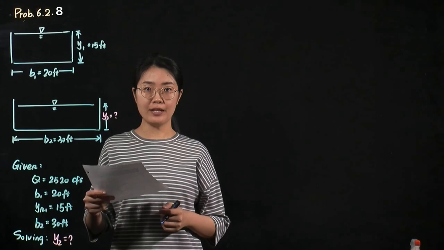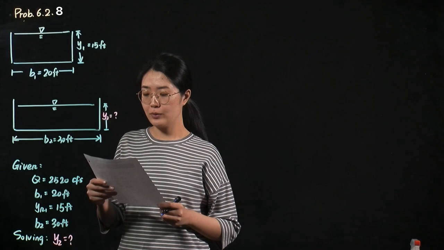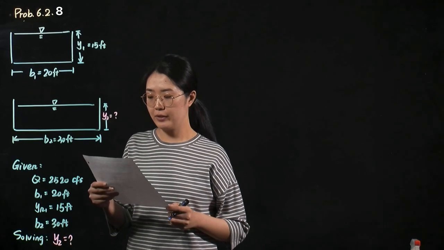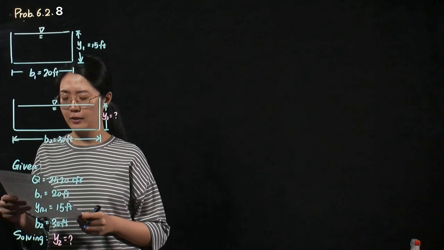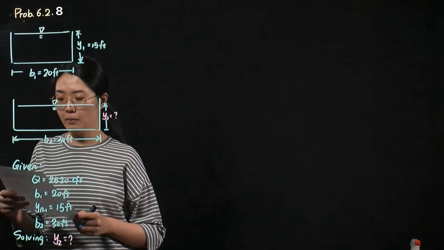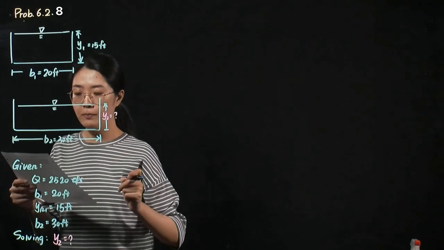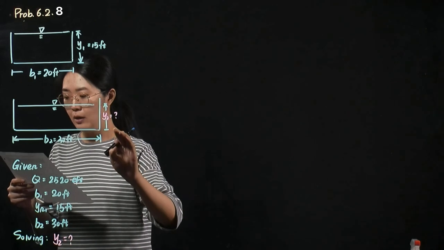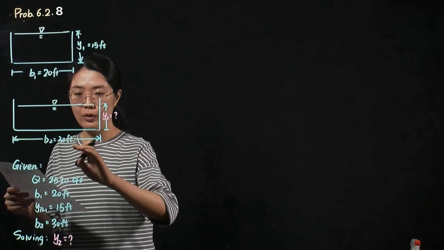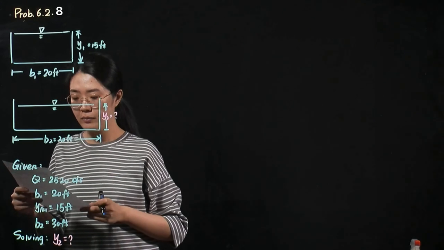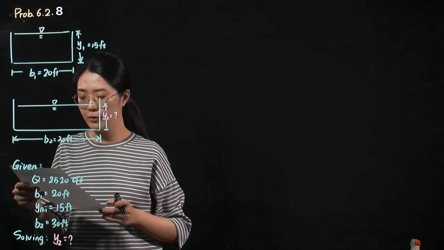Now let's take a look at the last problem. Uniform flow occurs in a 20 feet wide rectangular channel with a discharge of 2,520 cubic feet per second. If the normal depth of the flow is 15 feet, what will be the new normal depth when the width of the channel expands to 30 feet? We assume that the slope and channel roughness remain constant in both channels.